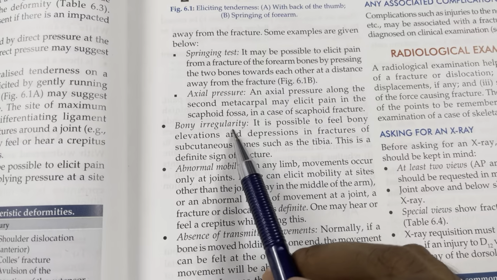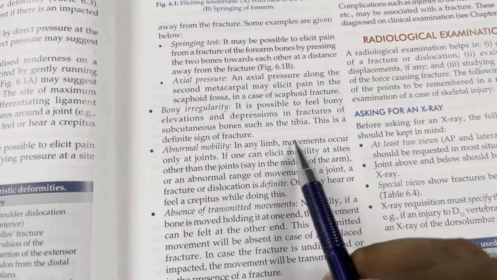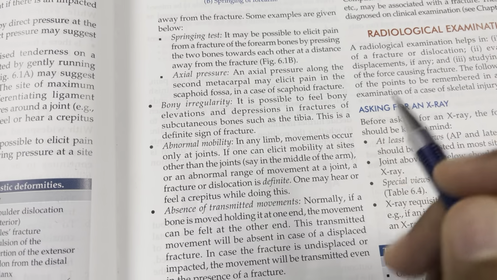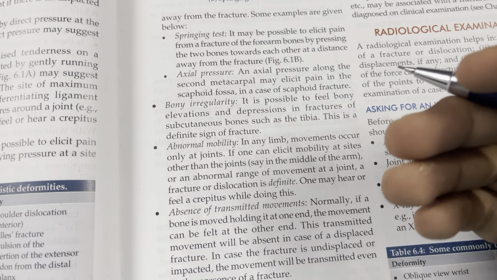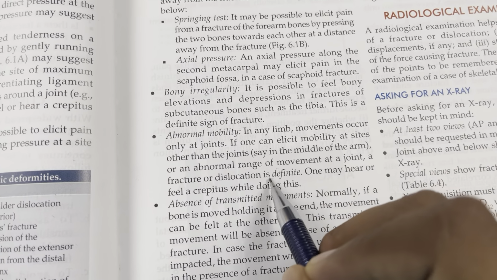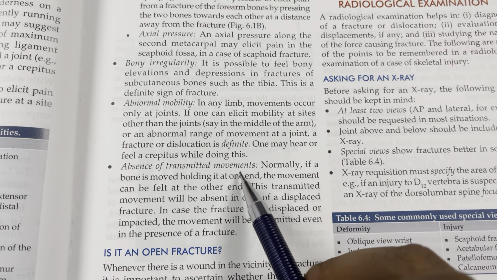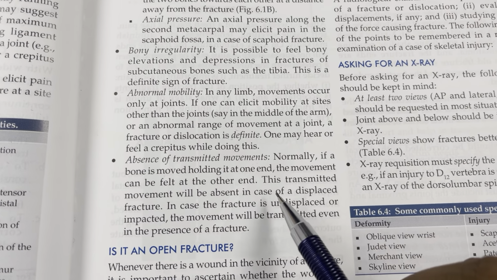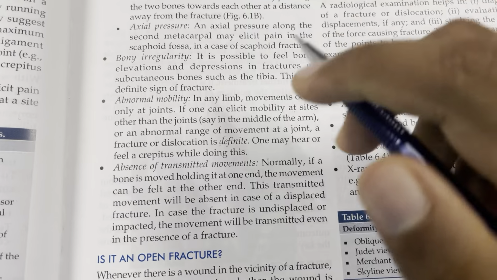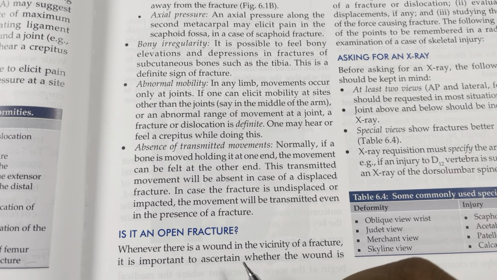Next, bony irregularities as well. So you'll find that when you're palpating, abnormal motility. That is one very important sign. So if one can elicit mobility at sites other than the joints or an abnormal range of movement at a joint, a fracture or dislocation is definite. Okay, you can hear or feel a crepitus while doing this. And there's also an absence of transmitted movement. So normally if a bone is moved by holding at one end, the movement can be felt at the other end. This transmitted movement will be absent in case of a displaced fracture.